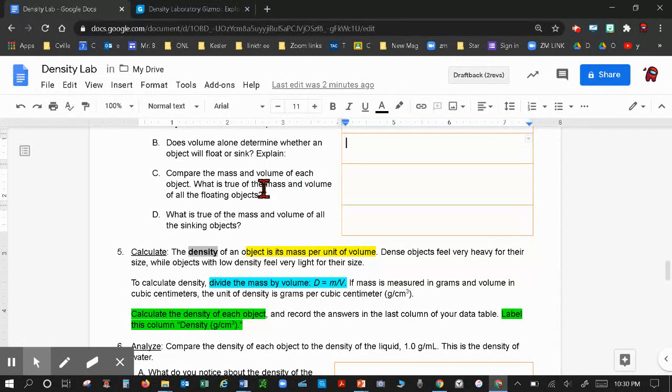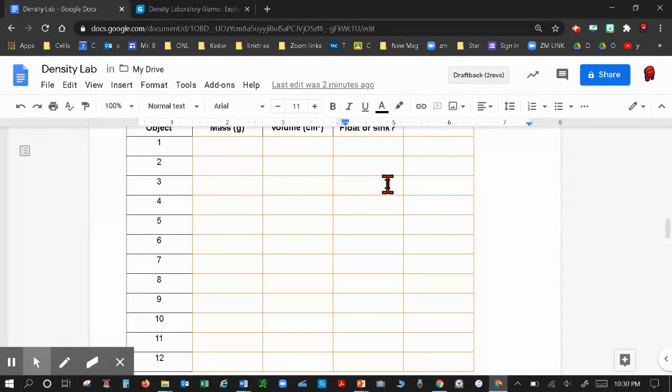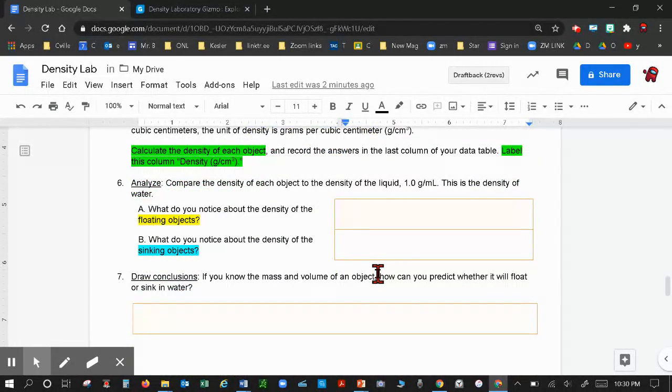And finally, you're going to compare the mass and volume of each object. What's the trend in mass and volume of all the floating objects? What's the trend in mass and volume of all the sinking objects? So what do you notice about them? Let's go down below here.